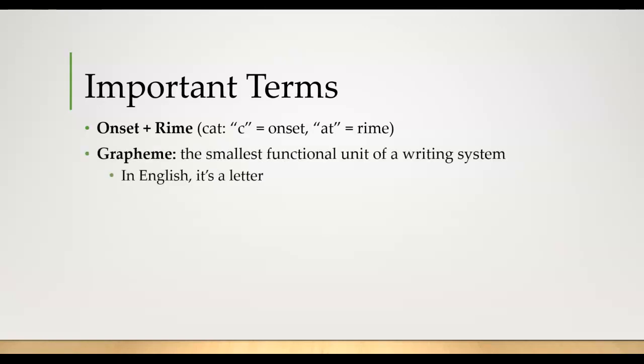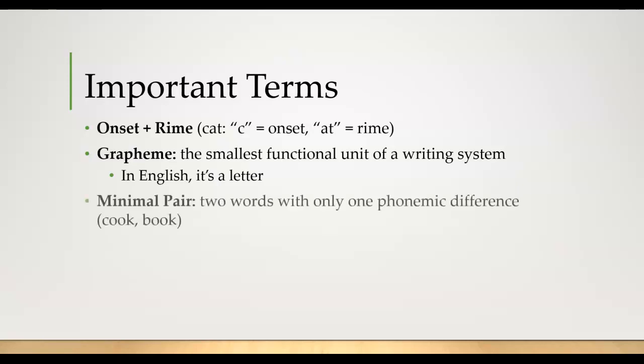Okay, grapheme. It's the smallest unit of a writing system. So for English, we have an alphabet system, so it's the letter. But you can have th, for example, could be considered a grapheme because it represents the phoneme, right?